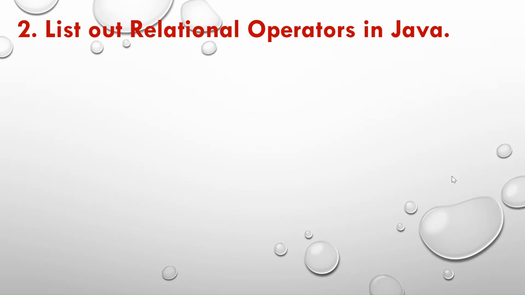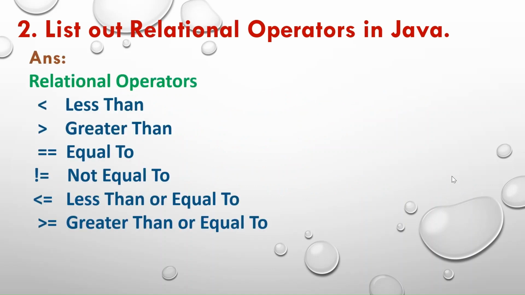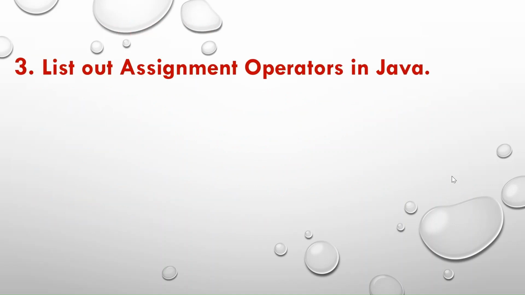List out relational operators in Java. Less than, greater than, equal to, not equal to, less than or equal to, greater than or equal to. You can see the notations also.